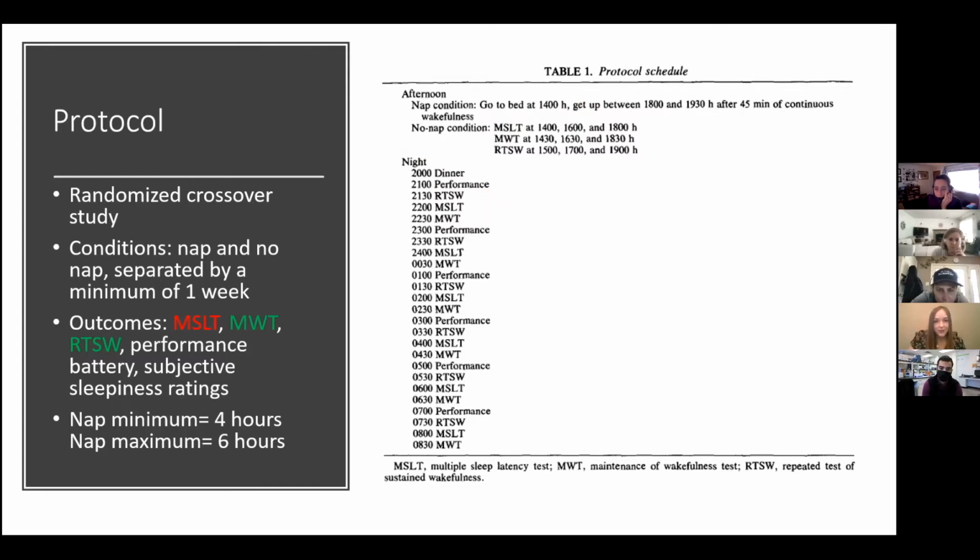Does anybody have any questions about the participants or about the protocol, study design, anything like that? I'm just curious, Shannon, if they monitored them prior to the study. So did they know their incoming sleep debt or sleep situation? They didn't say anything about that.